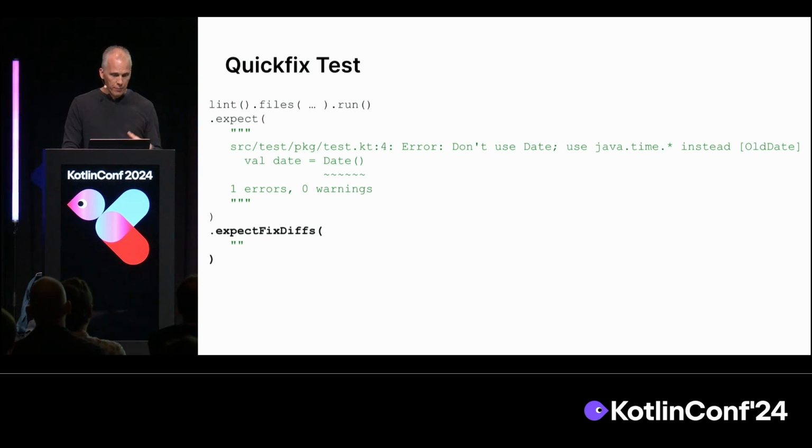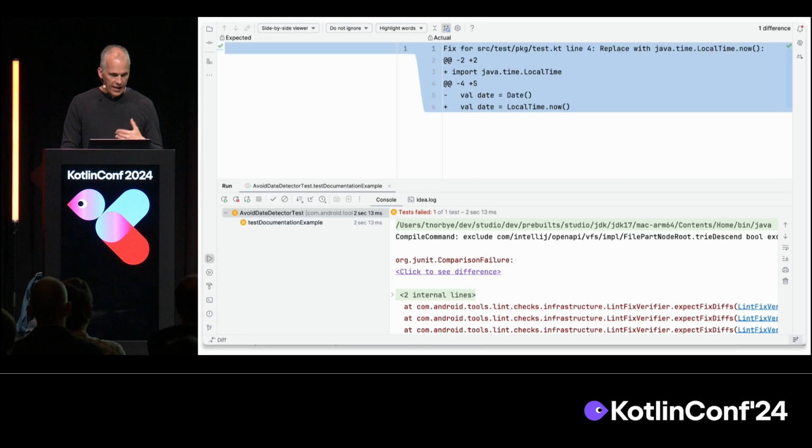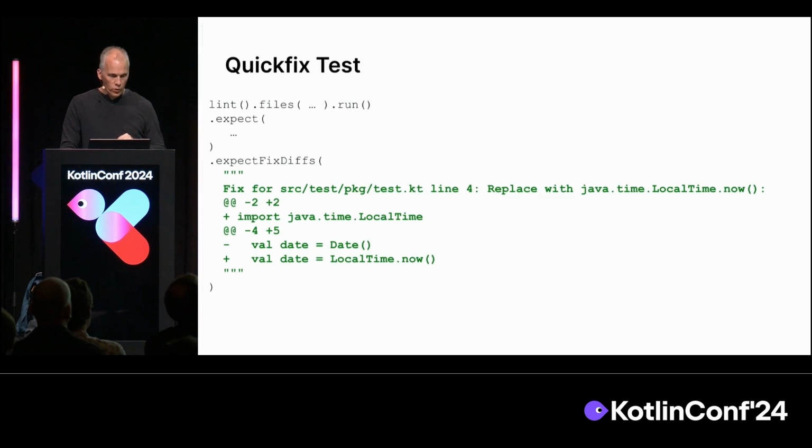So again, I just start with an empty string, and then I run the test, and it fails. And of course, here we get to see the diff output, which I then copy into my test. And so here's our unit test, which now also checks that the quick fix is working correctly. I remove the Java test file here, but it's the same output plus a semicolon.